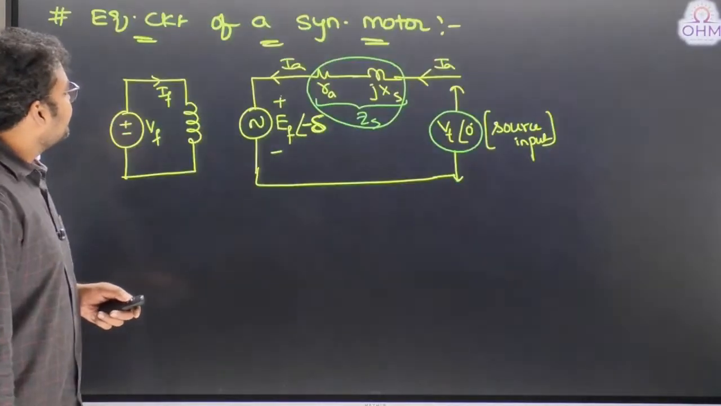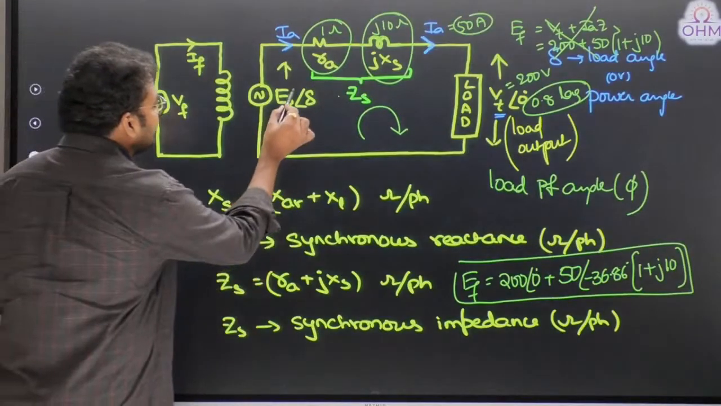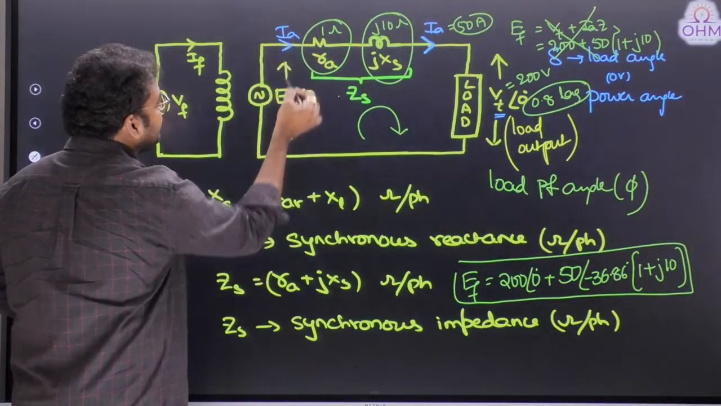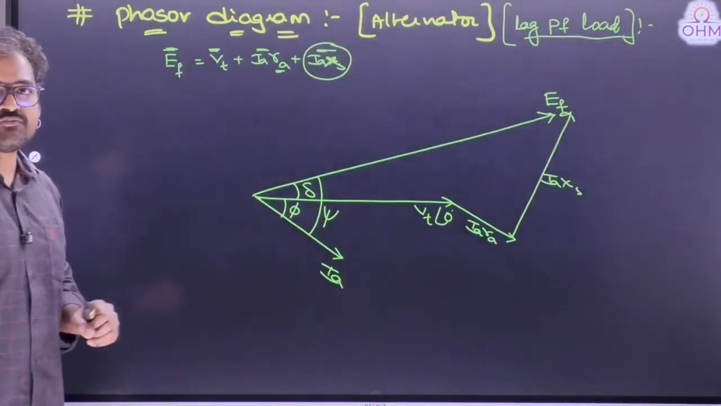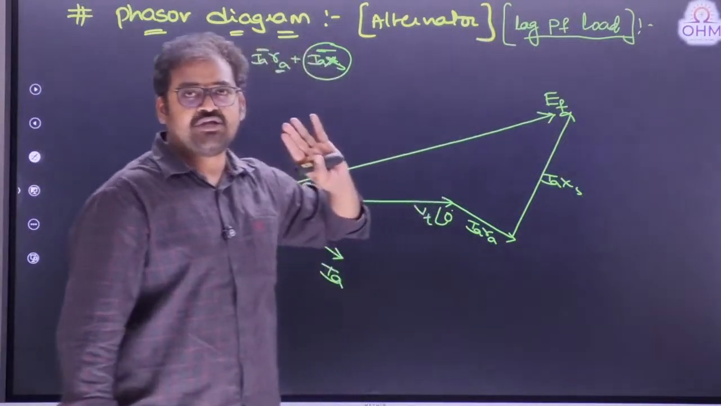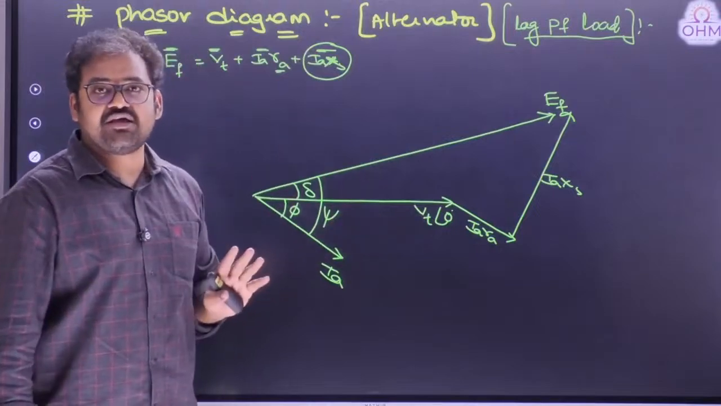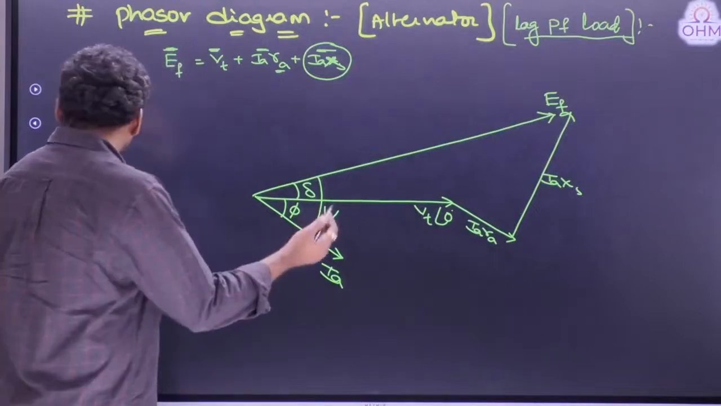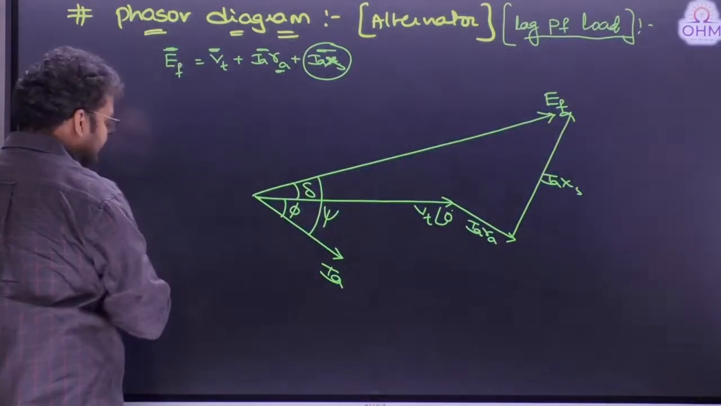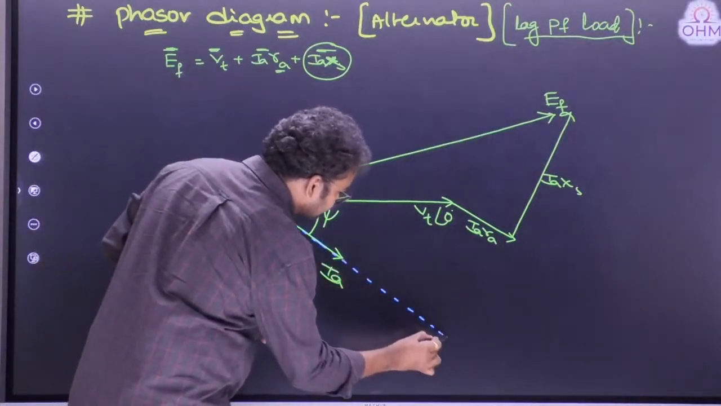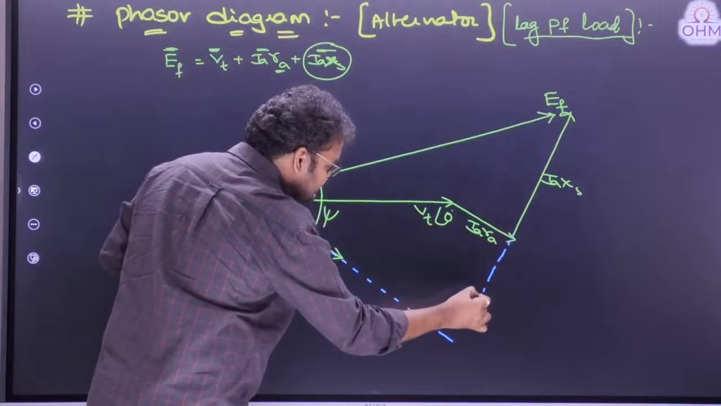Remember, from the circuit diagram, internal voltage is Ef, current is Ia. The angle between internal voltage and internal current we call the internal power factor angle psi. And this is the phasor diagram for which power factor? Lagging power factor. You can also draw a similar phasor diagram for leading power factor as well. Now, what I would like to do here is develop a formula. For that purpose, let us extend this Ia phasor a bit. Also extend this Ia Xs phasor.